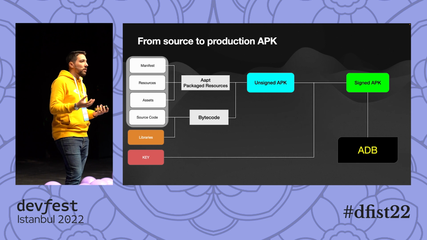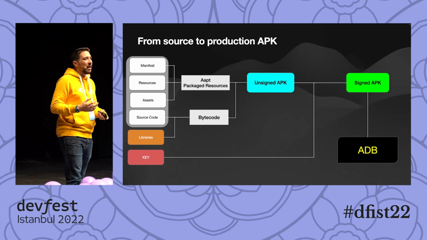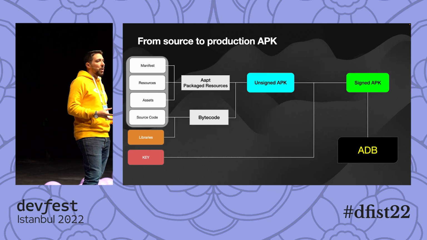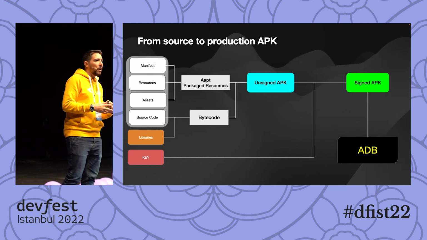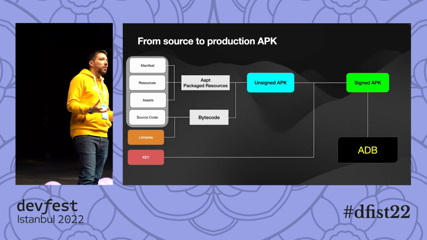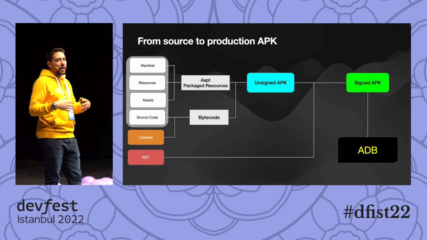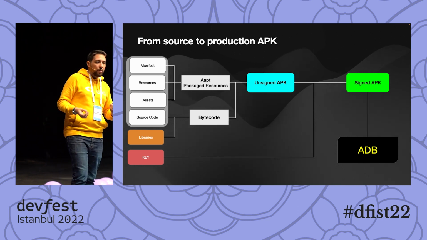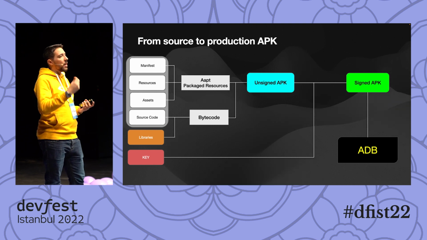So the bytecode is again the source code that we have written, and any other libraries or third-party modules that we might be using. Again, all of these things are being packaged together into their own bytecode. Then we're getting the packaged resources and the bytecode, bundle them together again, and now we're having an unsigned APK.